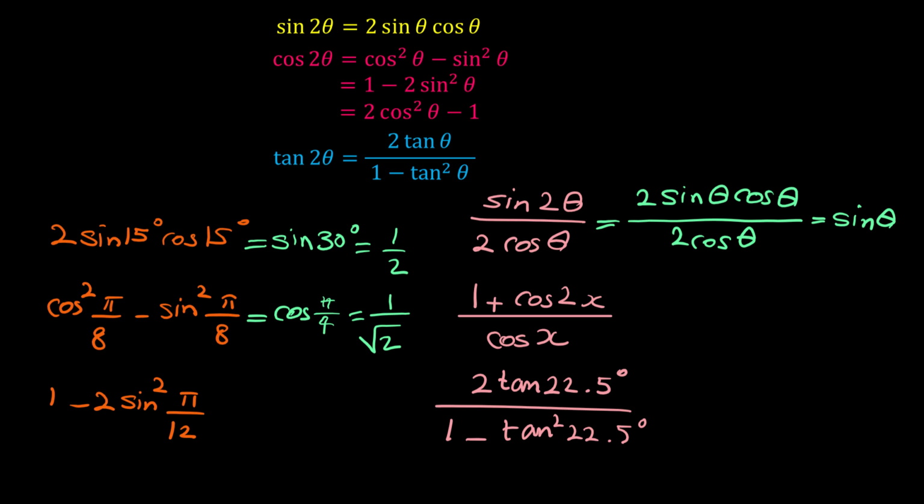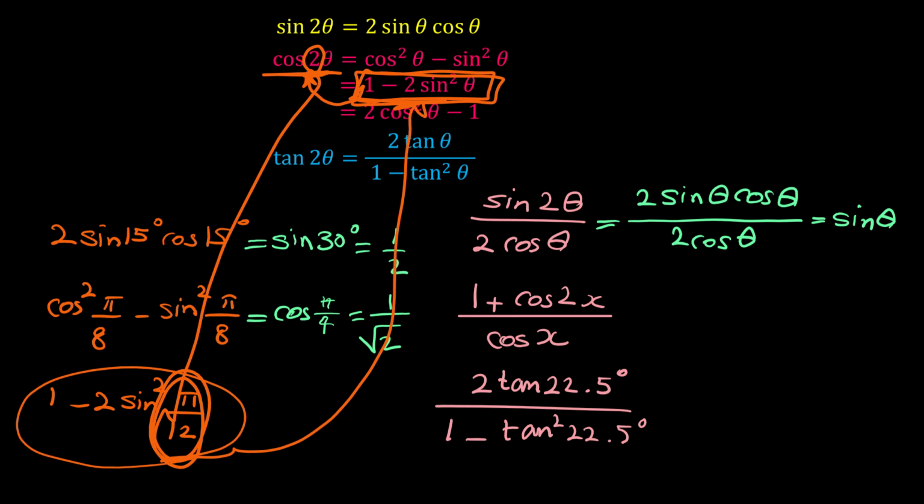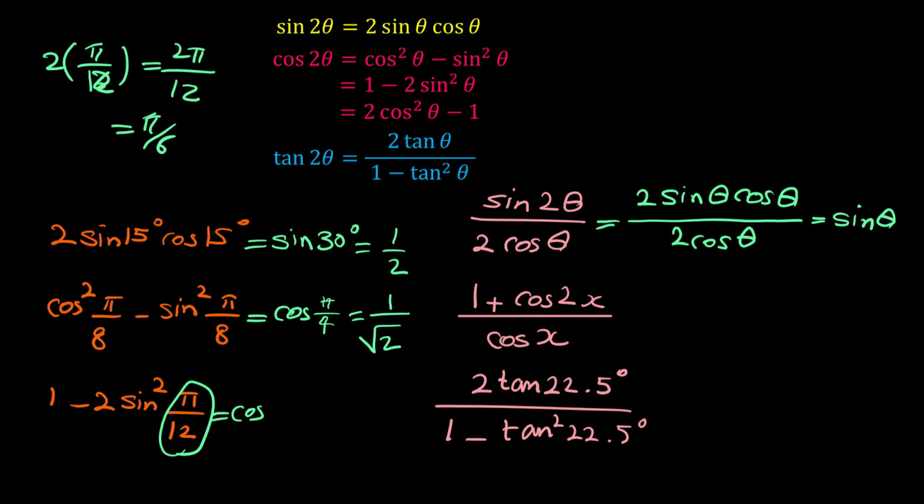1 minus 2 sine squared of pi over 12. This should remind you of this formula: 1 minus 2 sine squared is cosine of double the angle. So this equals cosine of double this angle. What is double of pi over 12? Double of pi over 12 is 2 pi over 12, which is pi over 6. So this equals cosine of pi over 6.